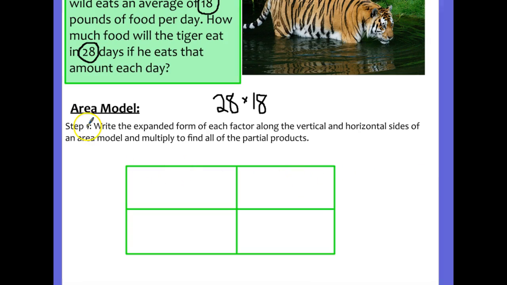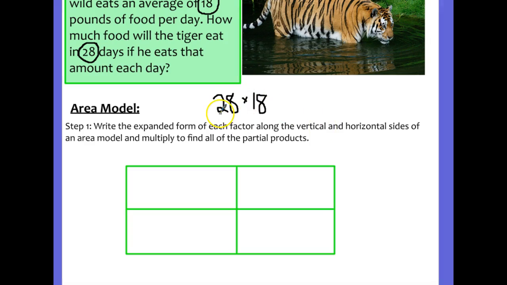There are a couple of steps to be able to multiply two-digit numbers using an area model. The first is that you're going to write the expanded form of each factor. This is a factor, and this is a factor, along the vertical and horizontal lines or sides of an area model, and multiply to find all the partial products.